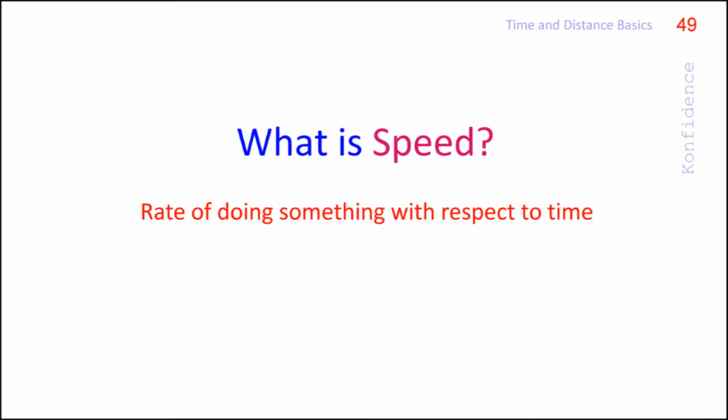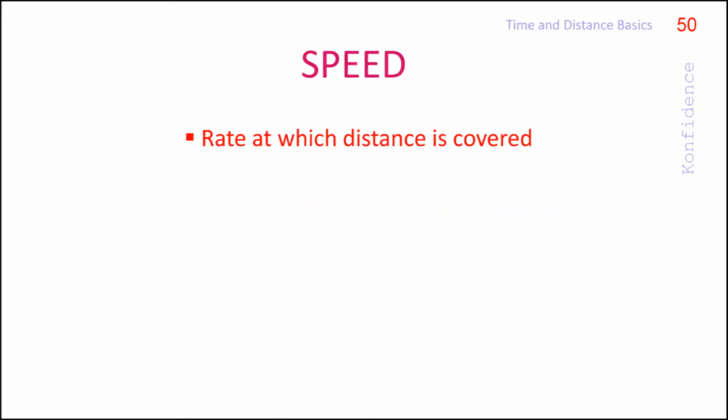At the base level, we can say that speed is the rate of doing something with respect to time. From our discussion point of view, speed is the rate at which distance is covered or traversed with respect to time. Let us say the distance between your house and college is 40 kilometers.